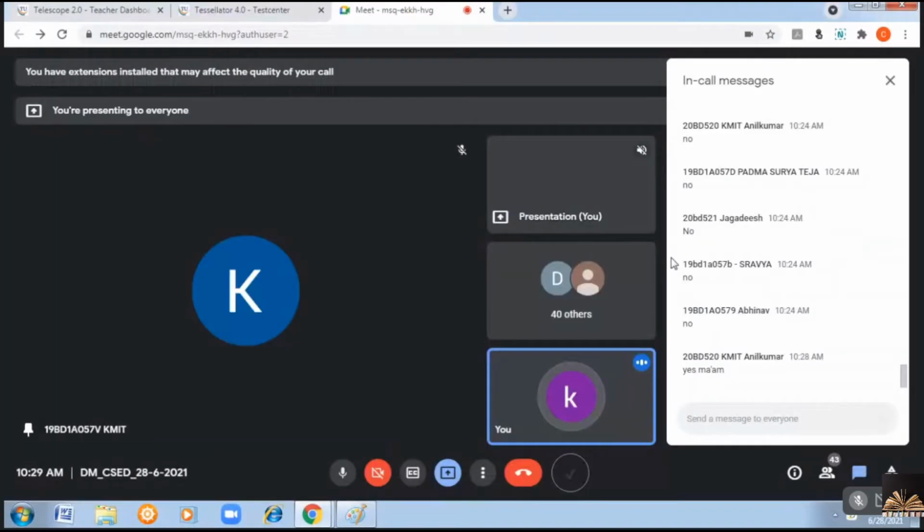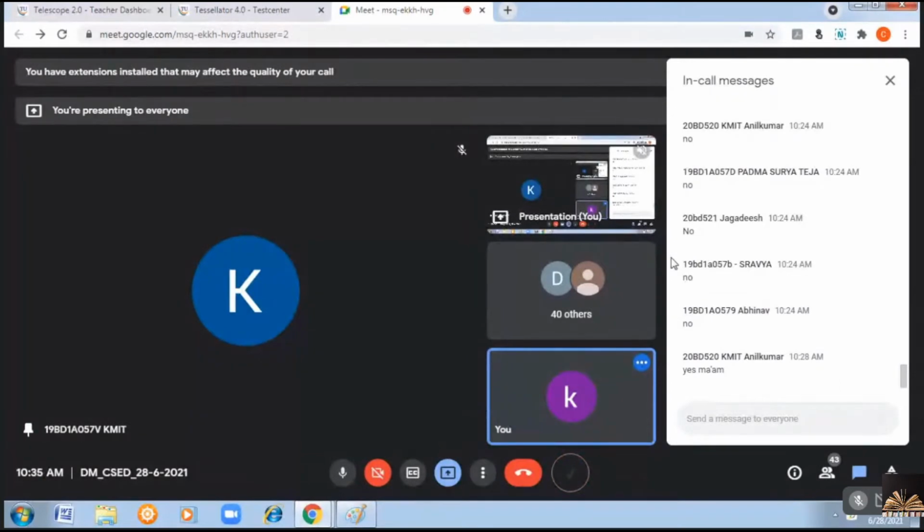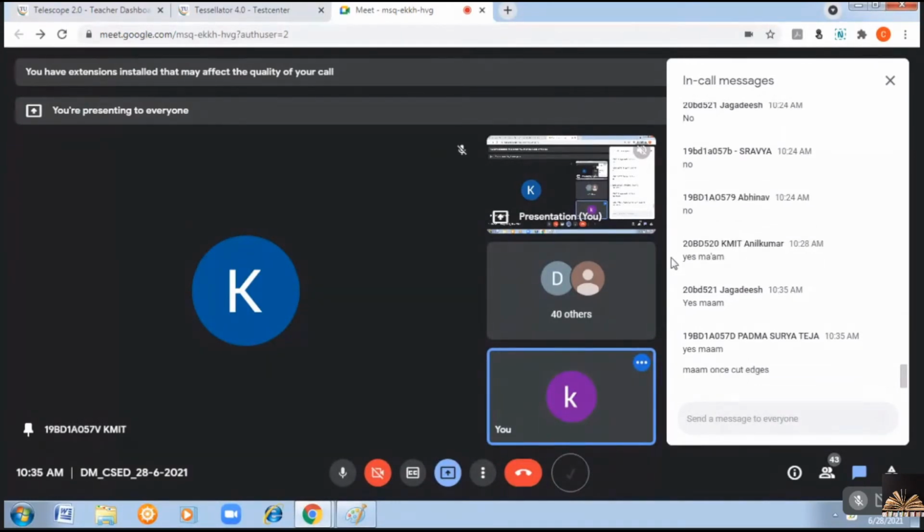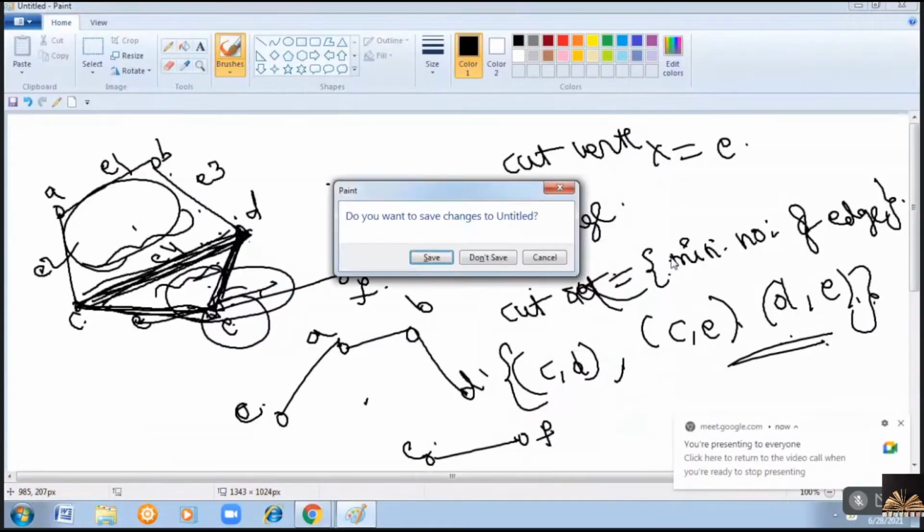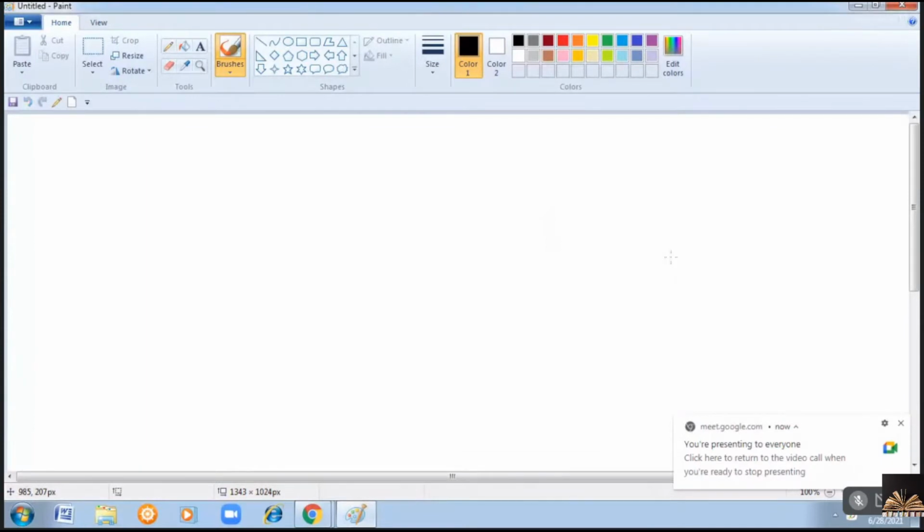Is it clear, ma? Have you understood? Cut vertex and cut edge. So any other doubts you have? Cut edge. Okay. Let me draw the graph one more time.